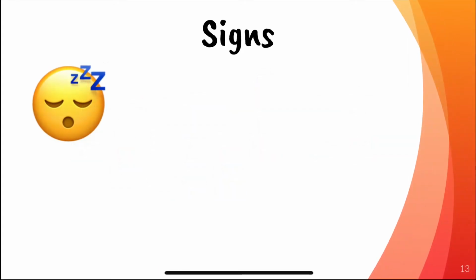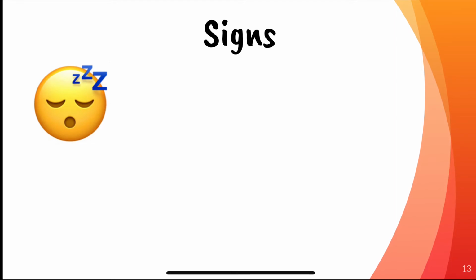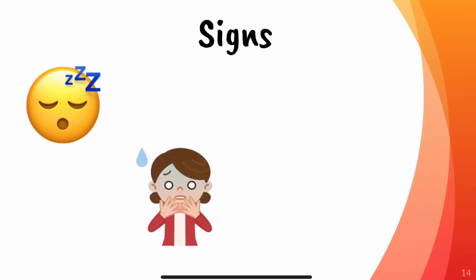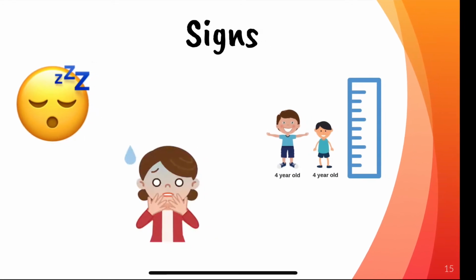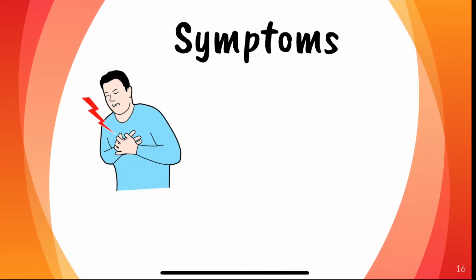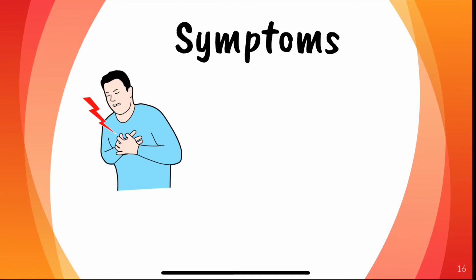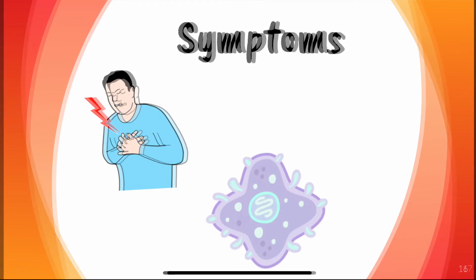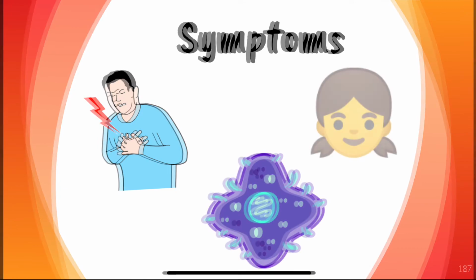There are many signs and symptoms that come with this disorder. Signs include lethargy, pale skin, and delayed growth and development in children. The symptoms are periodic pain in the extremities of the body, such as bone pain and chest pain, repeated bacterial infections, and jaundice.